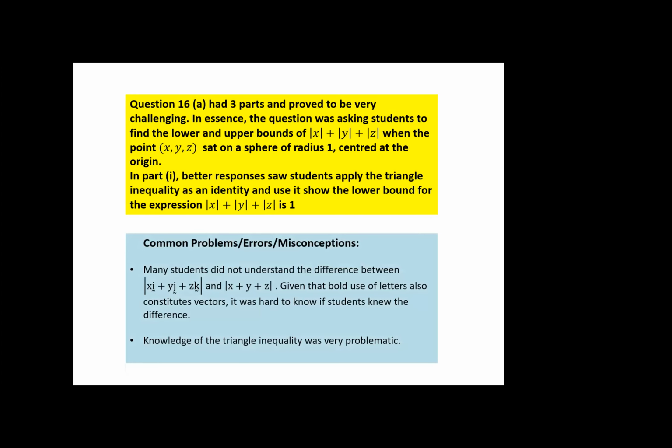Now, common problems occurring here were this particular one. Many students did not understand the difference between the magnitude of xi vector plus yj vector plus zk vector and the magnitude of x plus y plus z. Now, given that bold use of letters also constitutes vectors, it was hard to know if students knew the difference. And the second error here was that the triangle inequality wasn't particularly well understood, and use of it was very problematic.